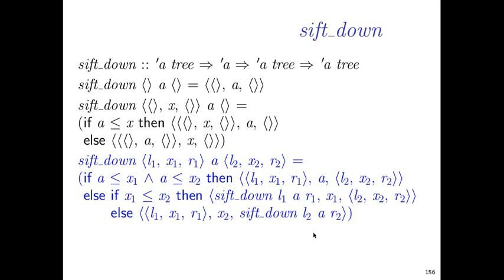Okay, so this obviously preserves the invariant because it does not change the structure of the tree. It just swaps elements, and the structure of the tree remains the same. And the invariant only says something about the structure of the tree, not about what the elements are, only how many elements there are and where they are. So this obviously preserves the invariant.